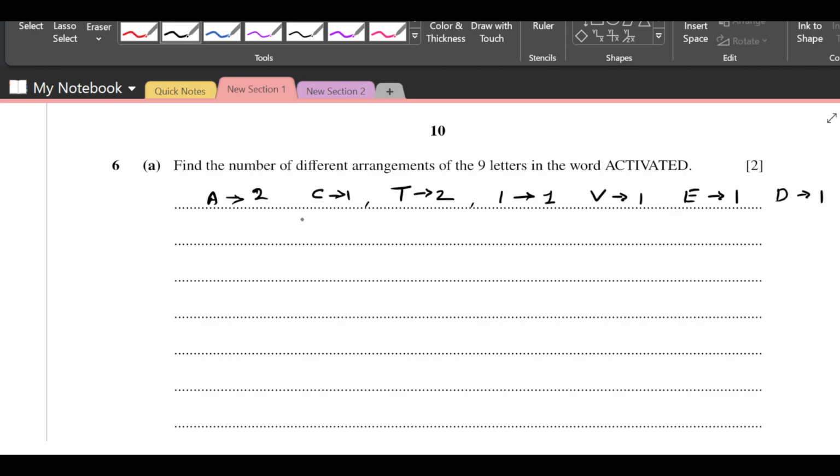Okay, 9 letters. Find the number of different arrangements of the letters. So different arrangements will be 9 factorial divided by 2 factorial times 2 factorial. Okay, so 9 factorial divided by 2 factorial times 2 factorial. It is 90720. So the result is 90720.